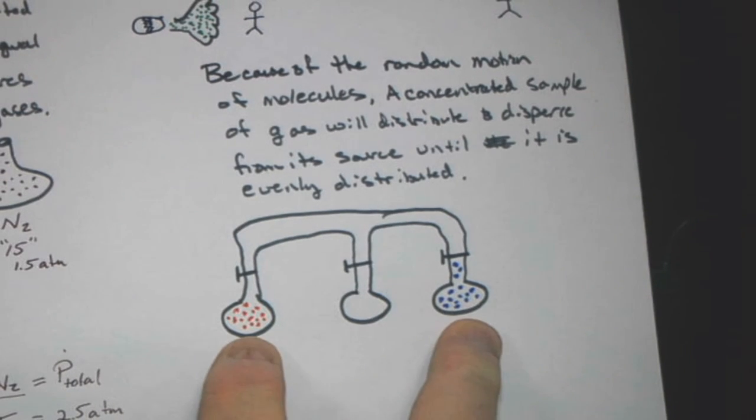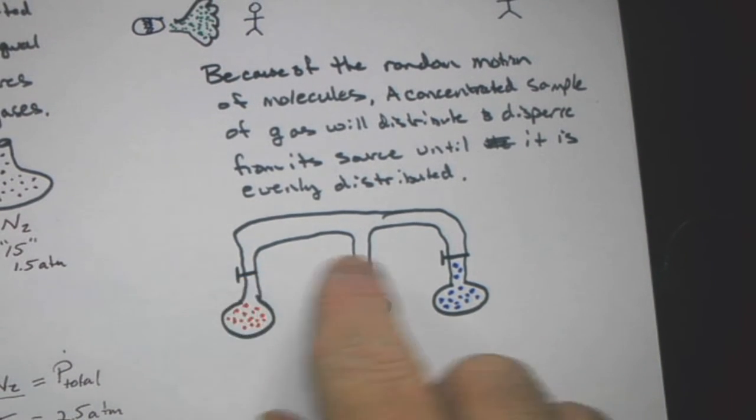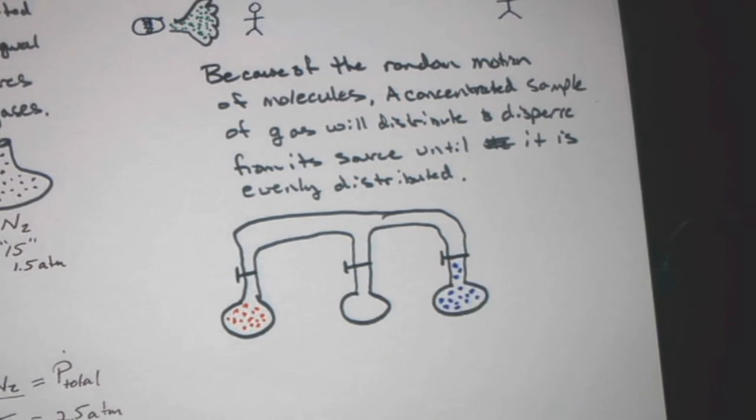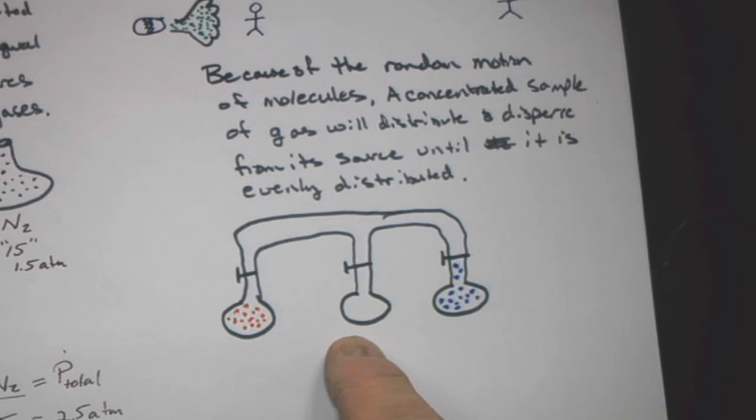Okay. If I were to open all of these valves and let it sit for a while, what would it look like after a while? Okay, they'd all be in the middle with nothing here? No. There'd be a little bit of everything everywhere. A little bit of everything everywhere? How would you draw that?